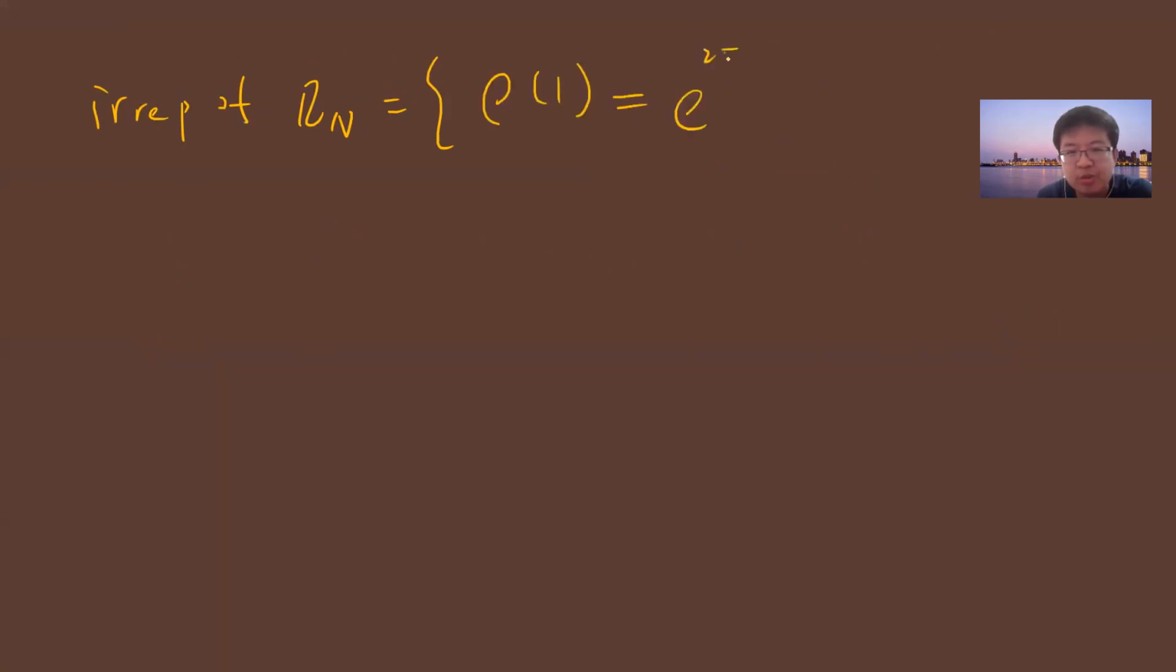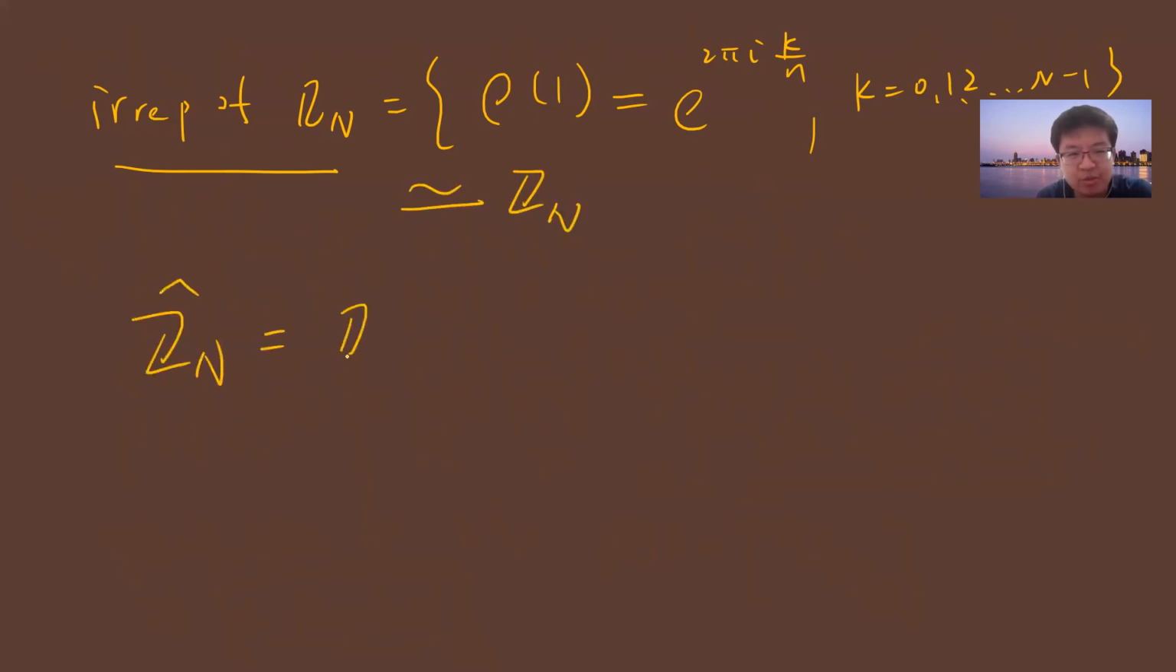Okay, so what I'm saying is that the irreps of Zn, as a set, one can write as rho of 1 equal to exponential 2 pi i k divided by n, for k from 0 to n minus 1. If you are crazy enough, you will see the irreducible representations of Zn are exactly Zn itself. So this is also isomorphic to Zn, which makes Zn hat isomorphic to Zn. Which is a crazy part.